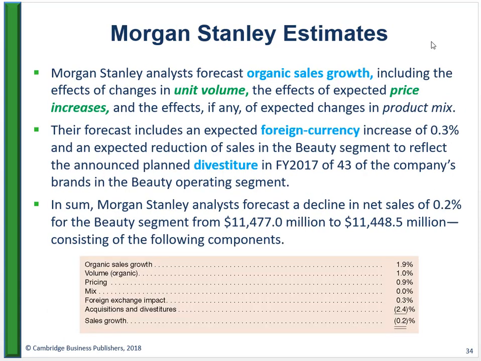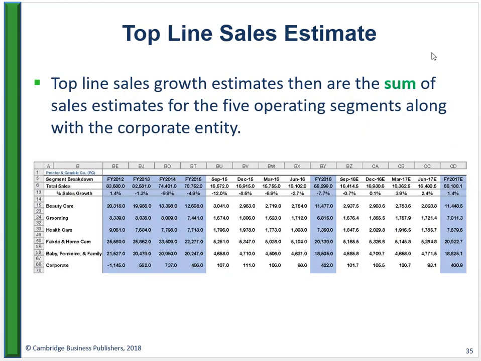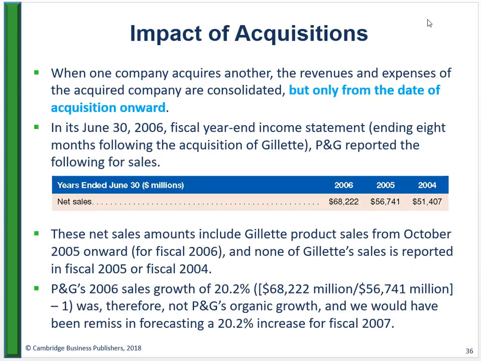So here are Morgan Stanley estimates. They've done the same thing. They've broken down sales growth into organic sales growth, volume, pricing, mix, and so on. You can see that they're factoring in certain divestitures and foreign currency impacts, and they have explanations for each of these. I just want to make you aware of what you see out there in the industry in practice. And then, of course, those would sum up to a total forecast of industry growth.